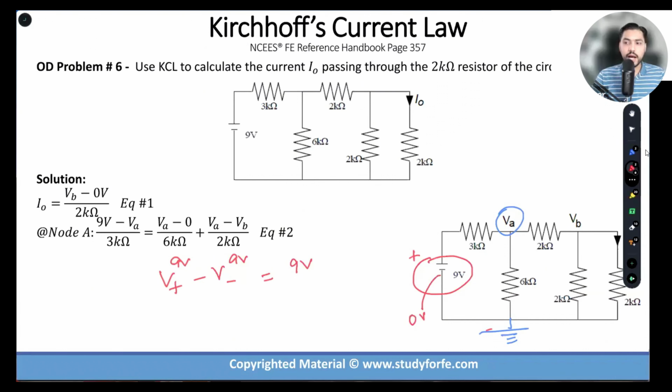Yes? Now, I have grounded the negative terminal, which means that this is 0 volt. Correct? That basically means that V plus of the 9 volt source is equal to 9 volts. So that basically means that this is 9 volts. Clear? It's all first principles. There's no rocket science, no memorization required.